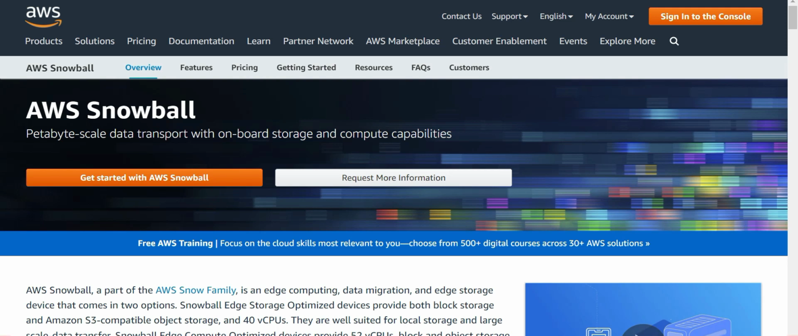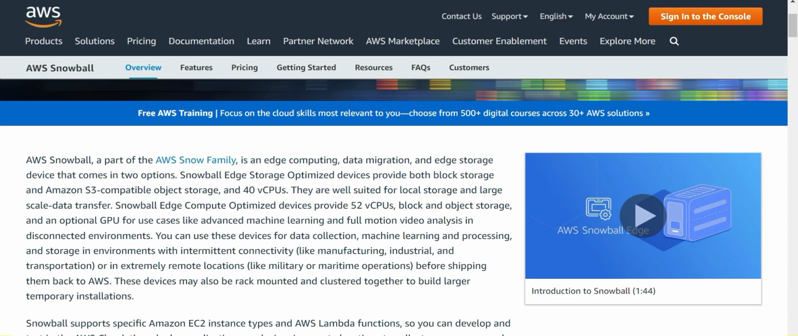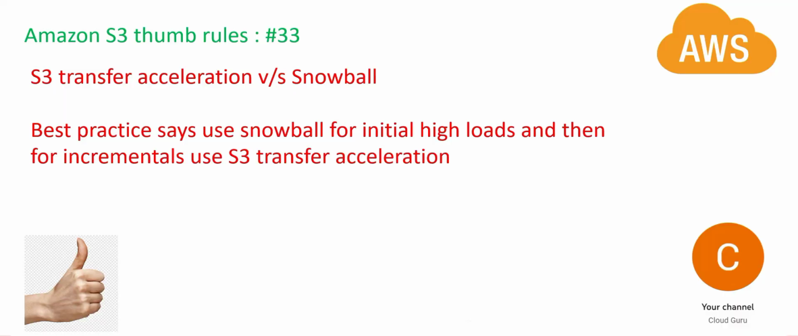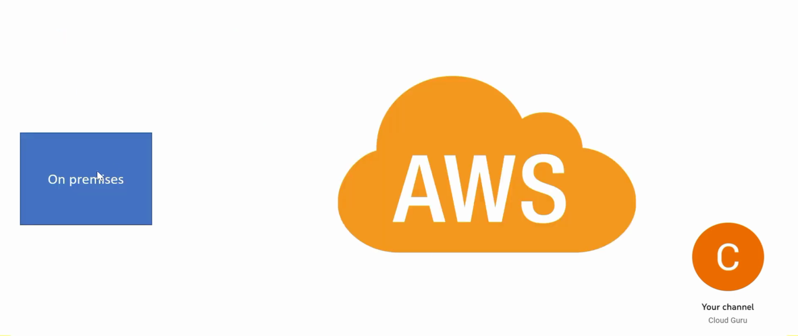And there are different flavors to this, like Snowball and Snowcone. Snowcone is a smaller one, Snowball is a suitcase, and then there is a whole full truck that can come, and if you have a lot of data, it will plug into your network and copy the data. So this is a thumb rule. Best practice suggests that for initial loads, like suppose the first time you are moving the data from on-premises to AWS, then you should use Snowball.